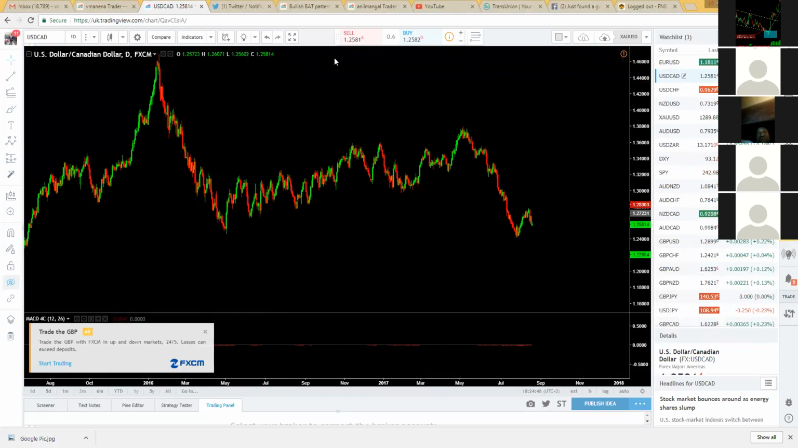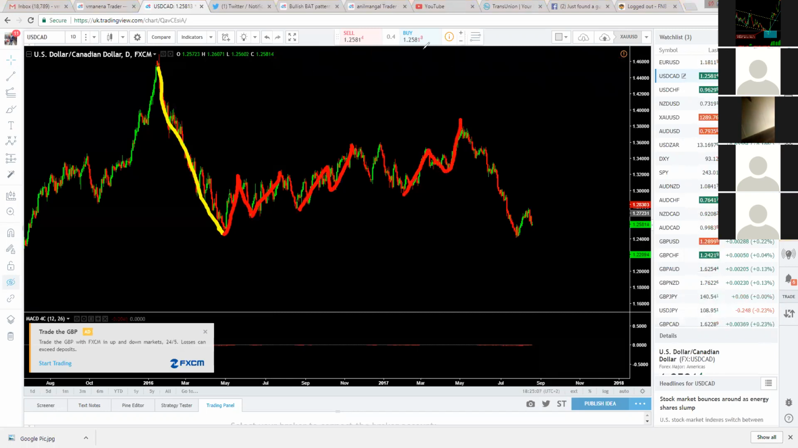So we have the impulse here. I'm going to do the corrections in a different color. We had this flat correction there. We had this zigzag correction there. We had this zigzag correction there. And then in between the corrections, we've got this zigzag there, this zigzag there.